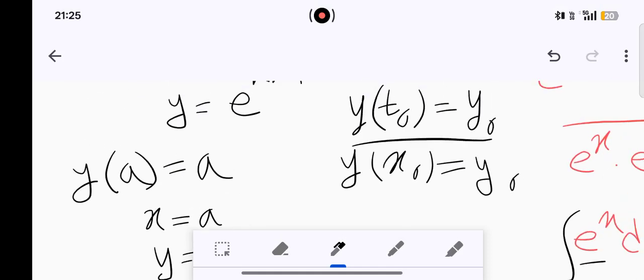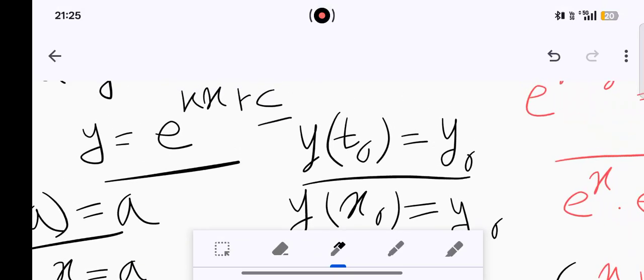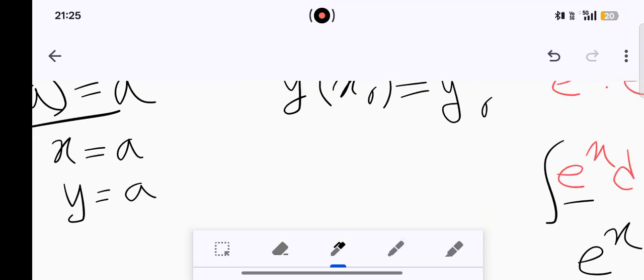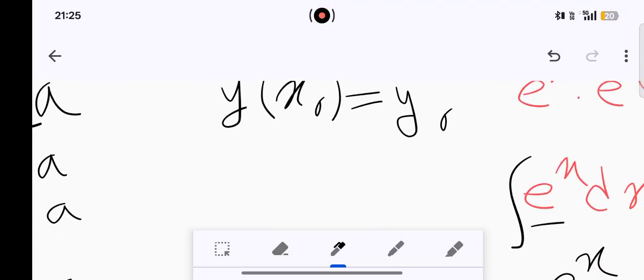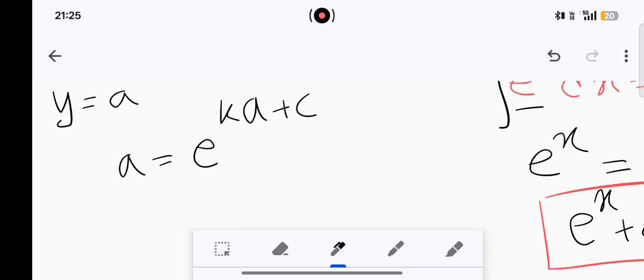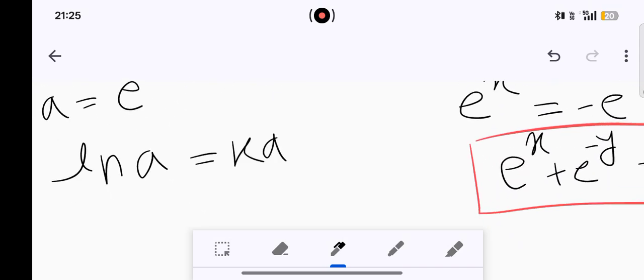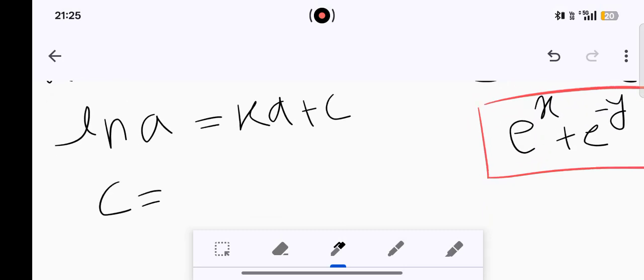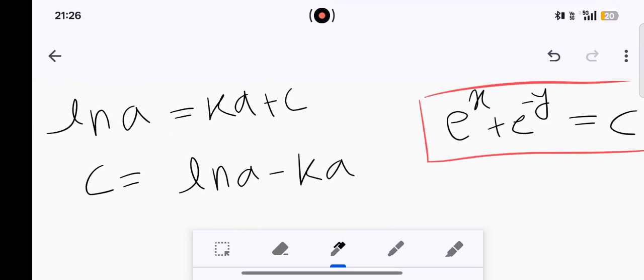Now we can simplify the equation more after getting the boundary condition, because we can evaluate the c, the integral constant here. Now when x is equal to a, then y is equal to a. So a equals e to the power, not ax, sorry, this is ka plus c. Very nice. Now this will be ln a equals ka plus c. Now c will be ln a minus ka, right? This is the value of c.